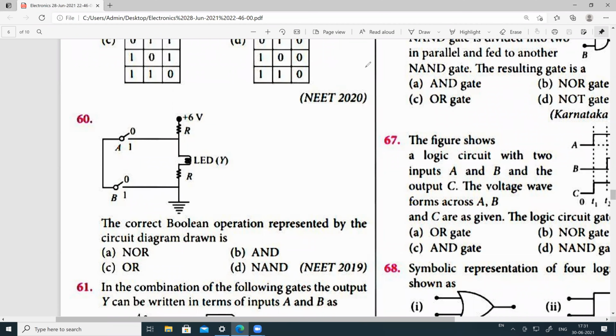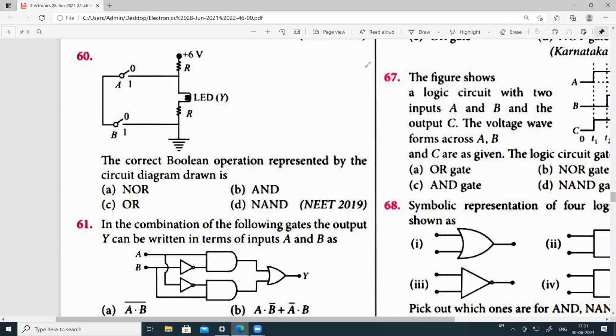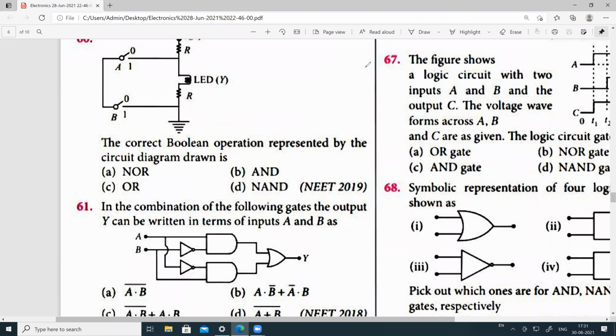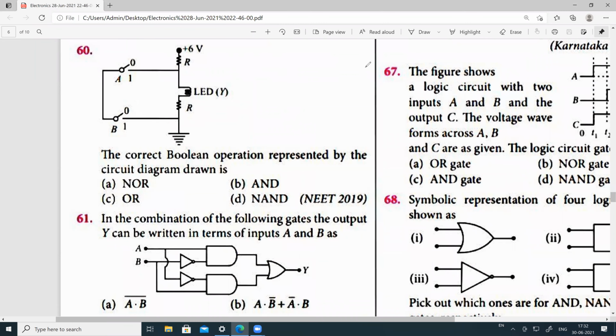So 60th one. The correct Boolean operation represented by the circuit diagram is NOR, OR, and NAND, they have given. So the LED bulb will light up if switch A or B or both A and B is open, hence it represents a NAND gate. For 60th one, NAND gate is the right answer.